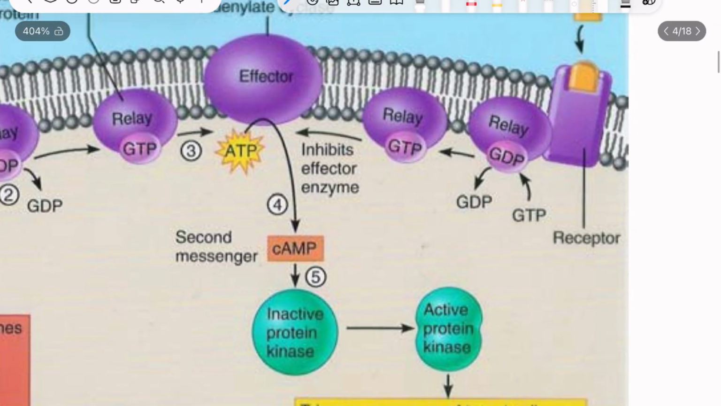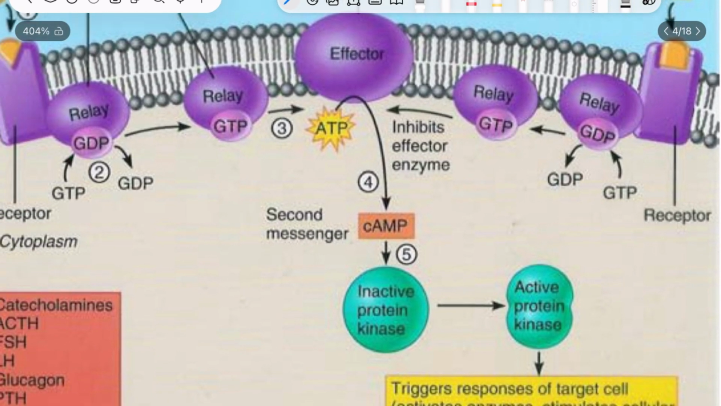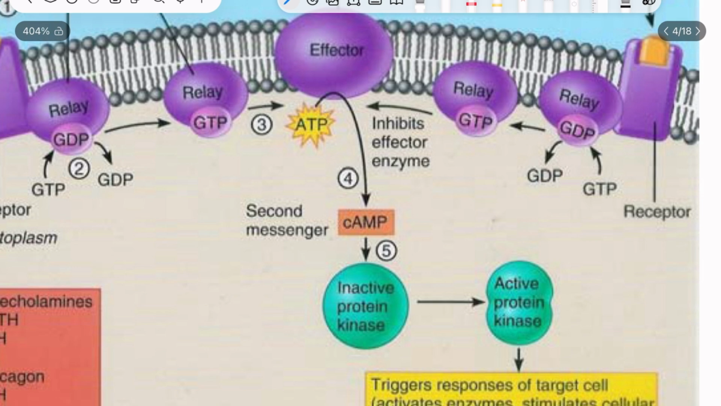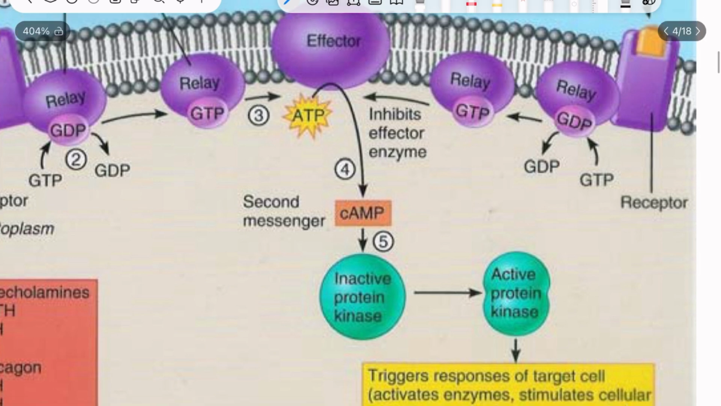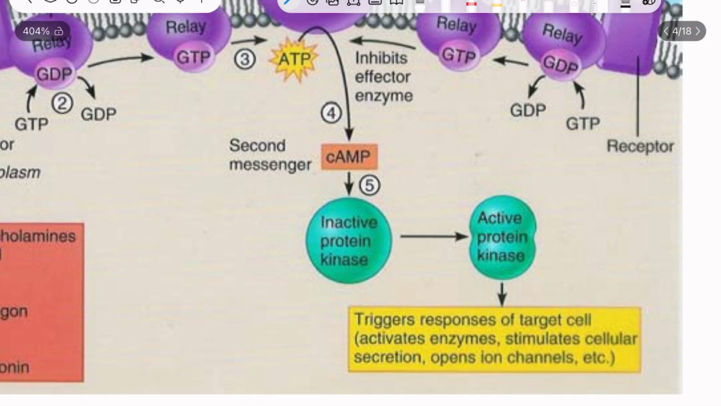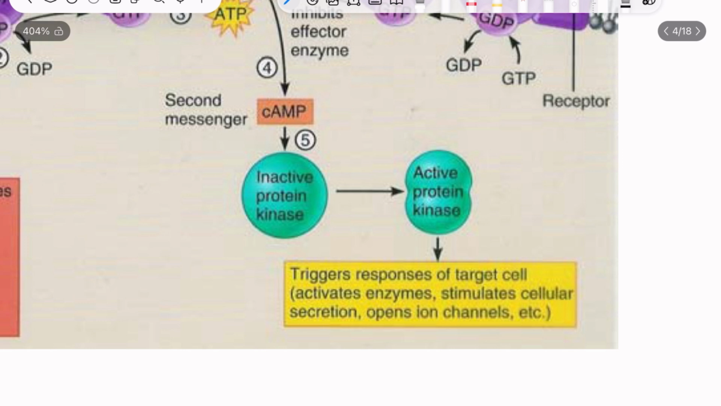Then the effector enzyme converts ATP into cyclic AMP, which is the secondary messenger. I already went over that. The cAMP, or cyclic adenosine monophosphate, then activates a protein kinase inside the cell, which are the enzymes that trigger various cellular responses. And these responses include activating other enzymes, stimulating the release of substances like hormones or neurotransmitters, and opening ion channels to allow ions to move in and out of the cell.